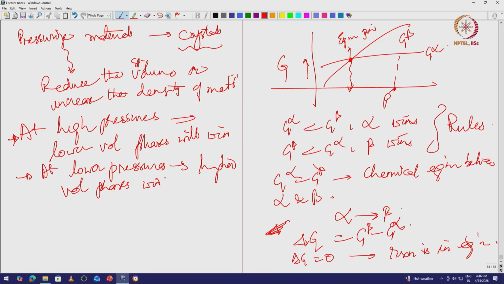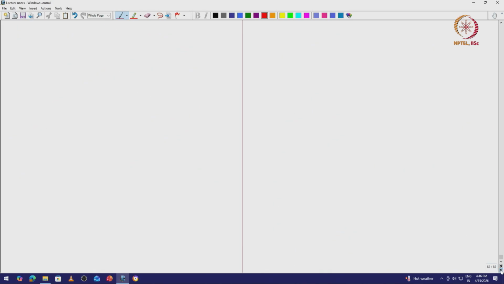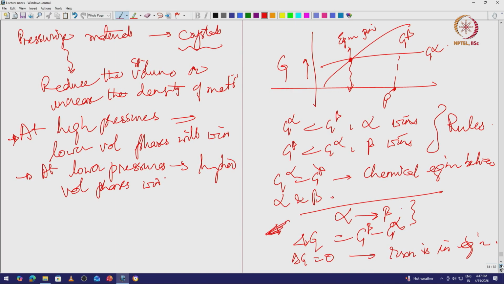I am looking at a phase transition, but I can still write it as a chemical reaction. Any phase transition I can write as a nice chemical reaction. In this case I am writing it as alpha goes to beta. So delta G is G beta minus G alpha. When delta G equals 0, the reaction is in equilibrium.